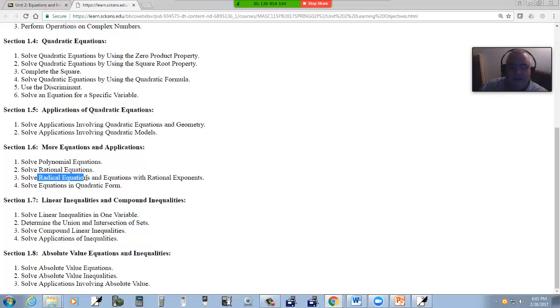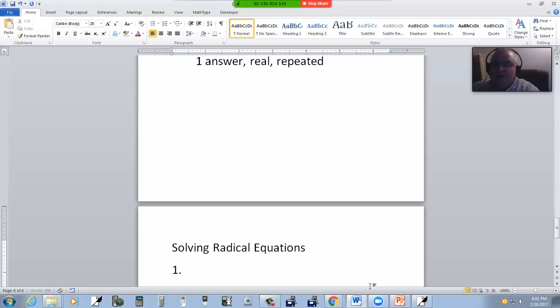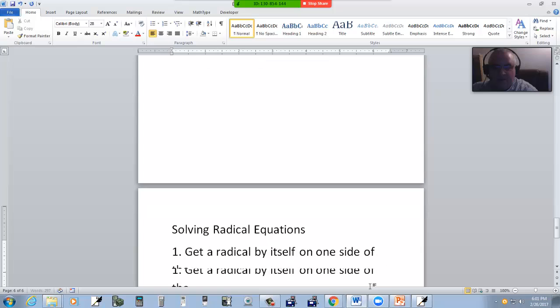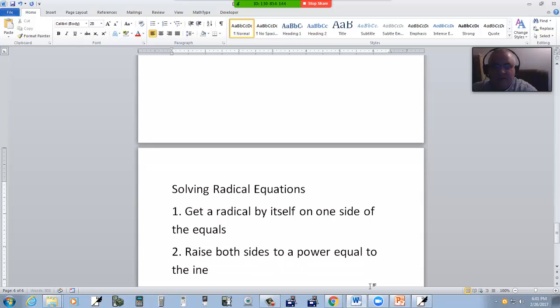Now we're taking a look at radical equations. So solving radical equations. Our first step is to get a radical by itself on one side of the equals. We'll talk more about what that means. Step 2 is to raise both sides to a power equal to the index.